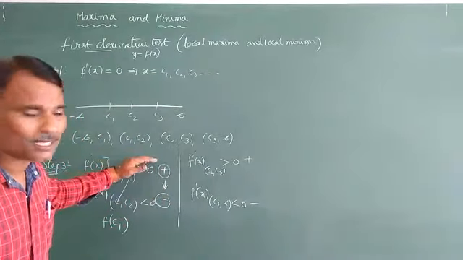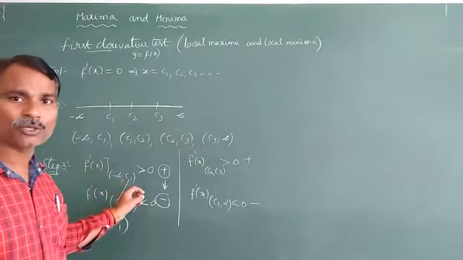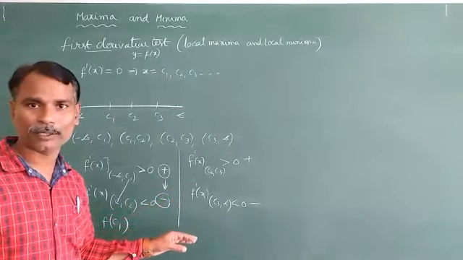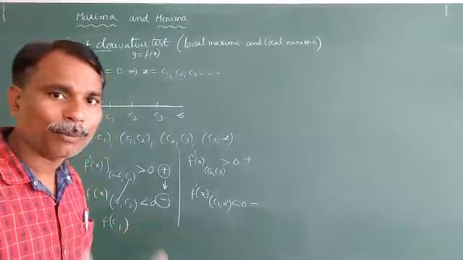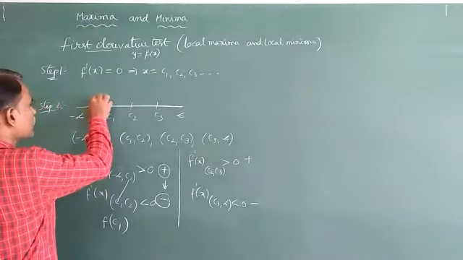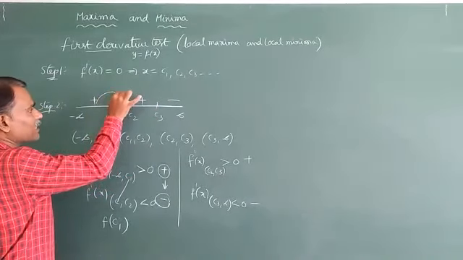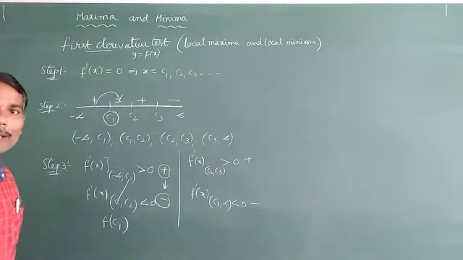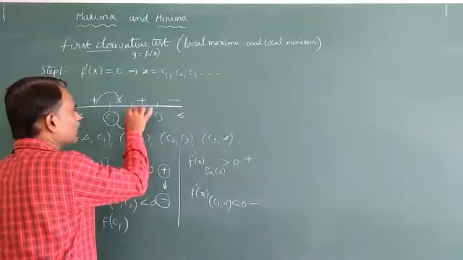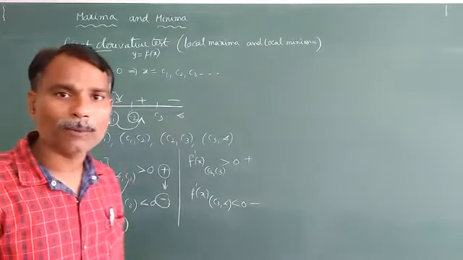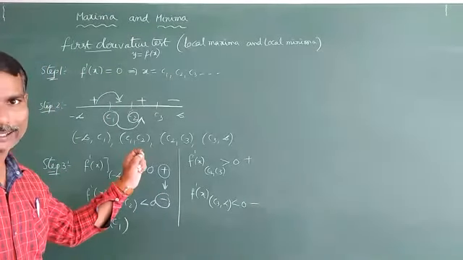Those intervals we substitute into the first derivative function, which gives positive or negative. So the new thing here is the plus value changing into minus. Where plus is changing to minus, that is the local maxima point, and where minus is changing to plus, that is the local minima point. Like that you can calculate it.